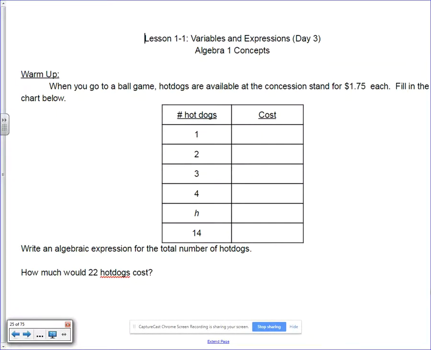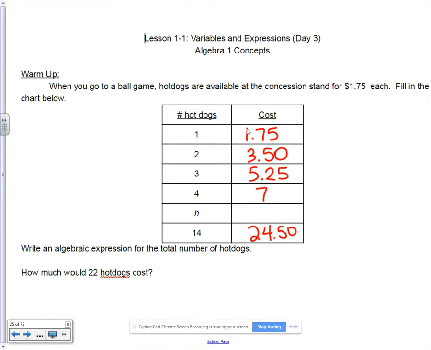All right, folks, so we said today is all about charts. Basically, the reason you use a chart is to see a pattern, and hopefully you'll be able to see the patterns as we go today, and then we're going to write algebraic expressions for them. Okay, so how much is it going to cost you for one hot dog? Okay, how much is it going to cost you for 2 hot dogs? 3 hot dogs? 4 hot dogs? And 14 hot dogs.